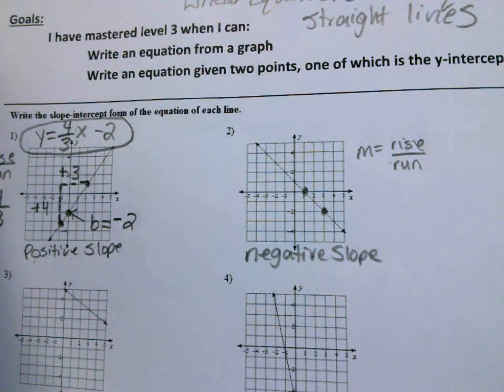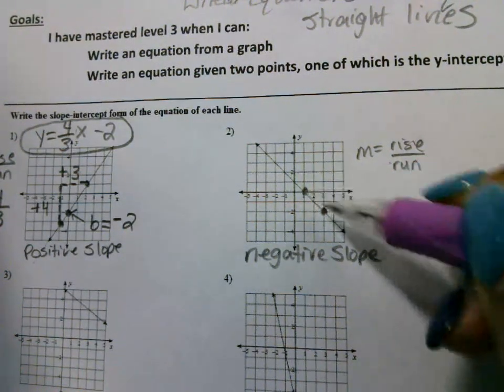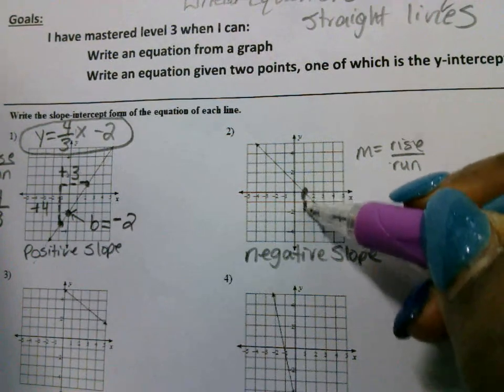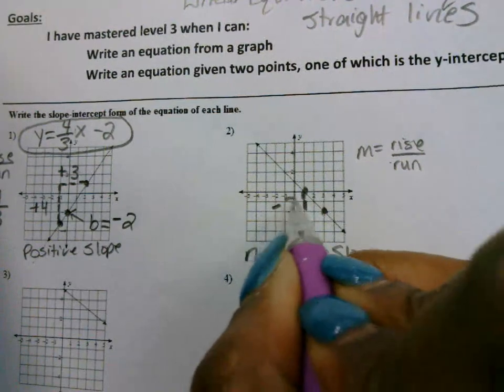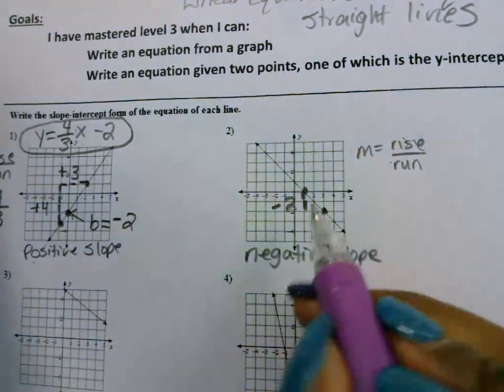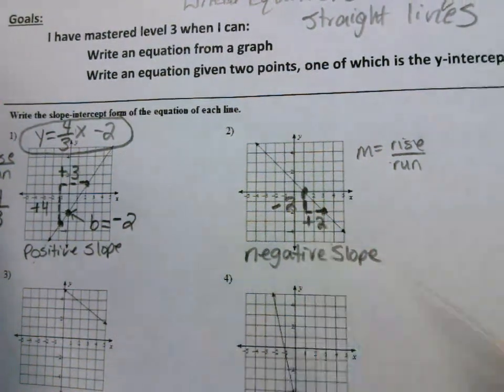So now let's count rise over run. All right, so I can go from here to there. I have to go down. How many do I go down? 1, 2. -2 because I'm going down 2. Then how many times do I go to the right? 1, 2. +2 because I'm going to the right 2.